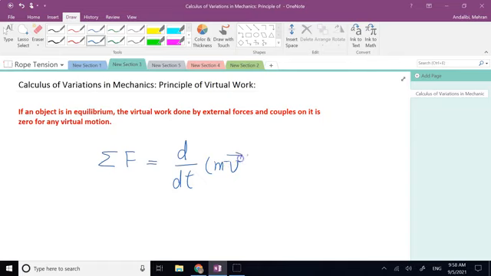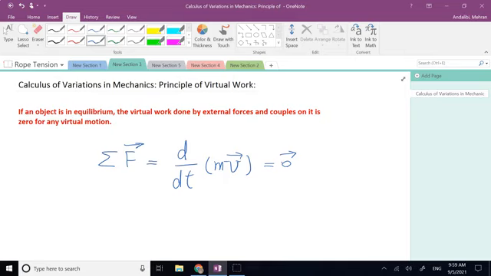And if there is no motion, the system is at equilibrium and the mass is constant, we can say this is equal to 0. So all we are using in statics is the sum of the forces equals 0 in any direction.